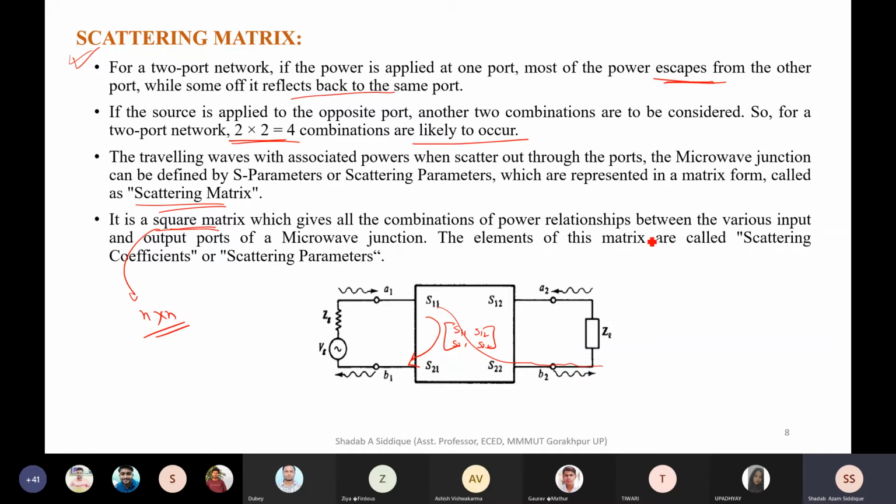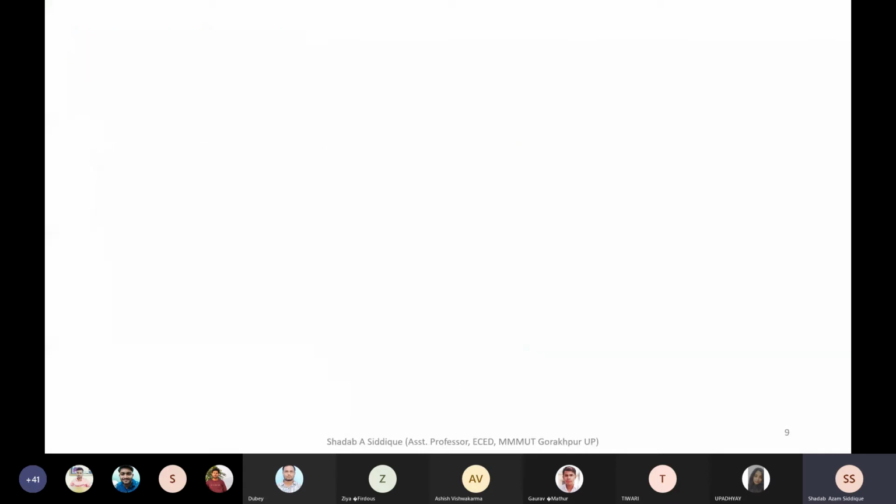It gives all the combinations of power relationship between the various input and output ports of a microwave junction. S11, S12, S21, S22 give you the power relationship between the various input and output ports at the microwave junction. The elements of this matrix are called scattering coefficients or scattering parameters. What are the names of these scattering coefficients? We will see.